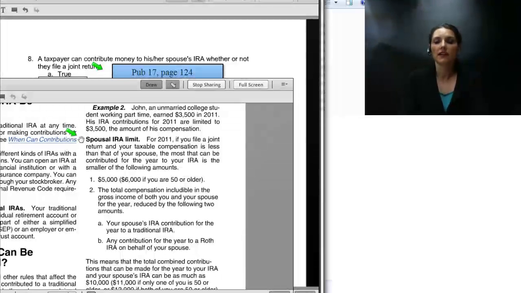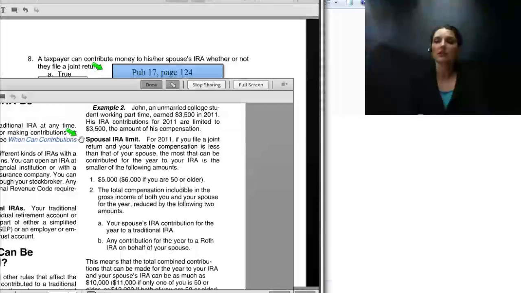It says for 2011, if you file a joint return and your taxable compensation is less than that of your spouse, the most that can be contributed for the year to your IRA is the smaller of the following amounts: $5,000 or $6,000 if you are age 50 or older, and the total compensation includable in gross income of both you and your spouse for the year reduced by the following amounts. So it goes on to show how much you are allowed to contribute to your IRA and your spousal IRA combined. But it doesn't go in there anywhere and say you must file a joint return. It just says that if you file a joint return, these are your limits. And it doesn't go into filing separately at all.